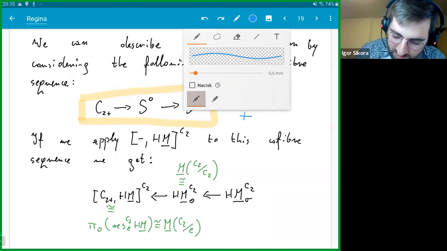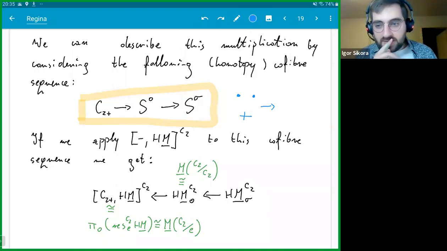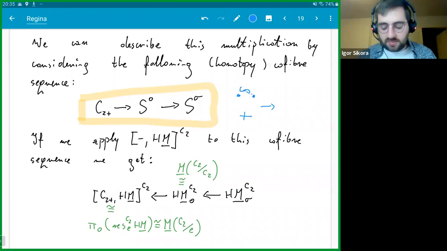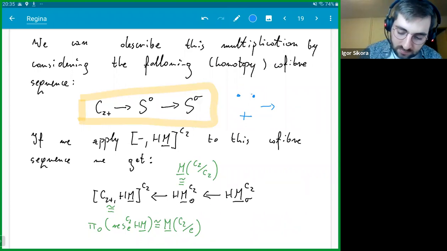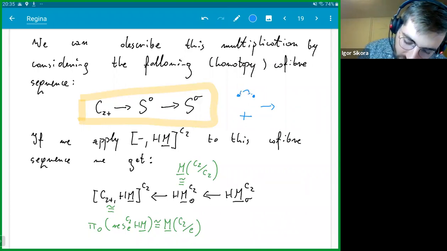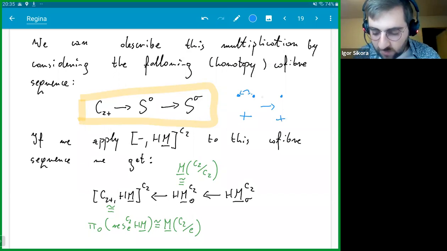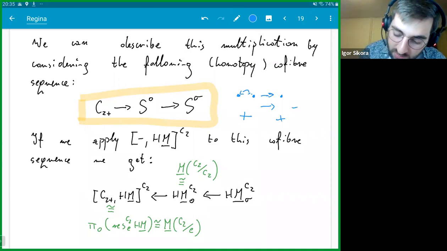Okay, coming back to my pictures. C2 plus is the free C2 orbit with the disjoint base point. Then it is sent to S0 as follows. The base point is going to the base point, and the free orbit is going to the other point of S0. And then the homotopy cofiber of this map is just S sigma.